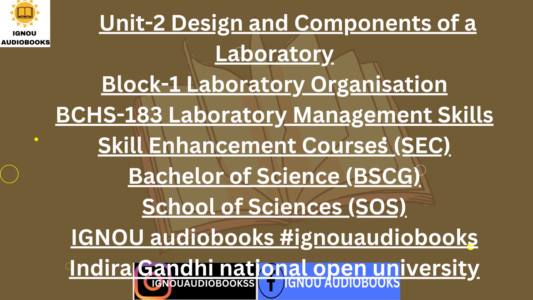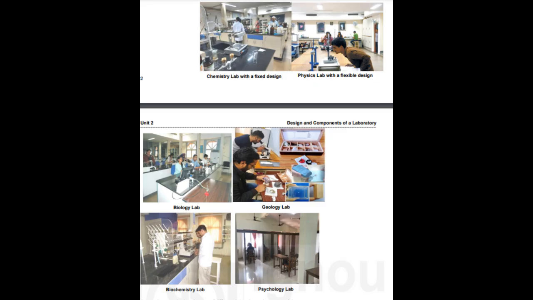Laboratories have different design features which depend on the type of work or experiments that are to be performed in them. The pictures of chemistry, biology, physics, geology, psychology, biochemistry labs are shown to give you an idea of these labs. The main labs in schools and colleges are usually rectangular in shape. The typical size of a lab is somewhere between 40 and 80 square meters.